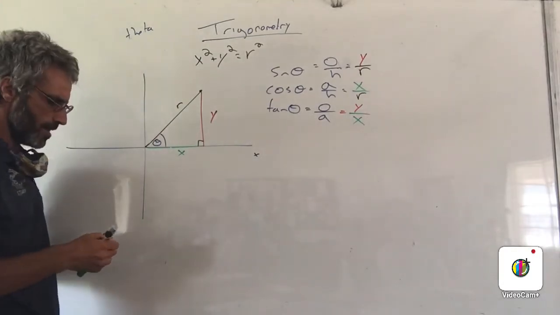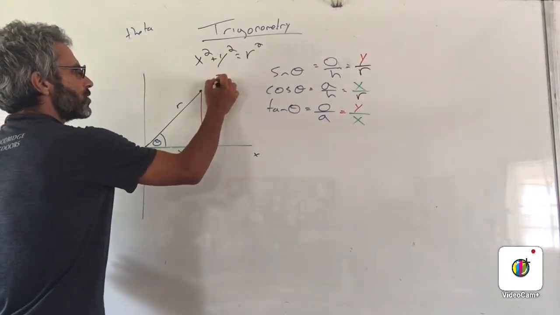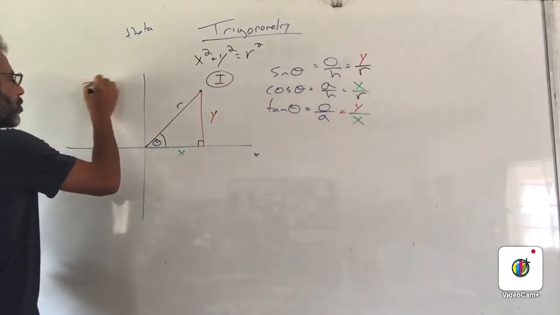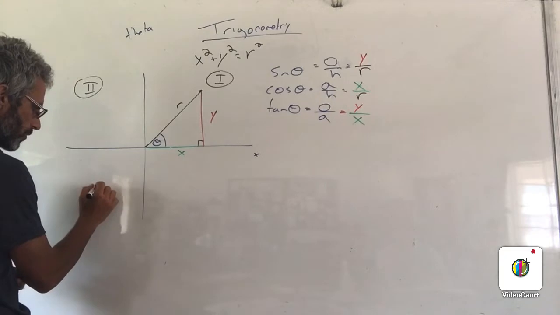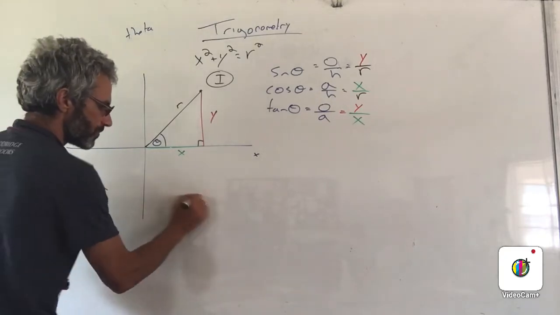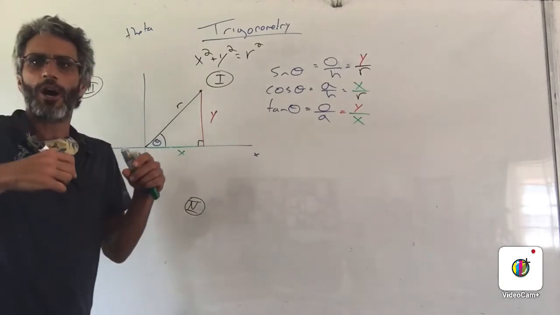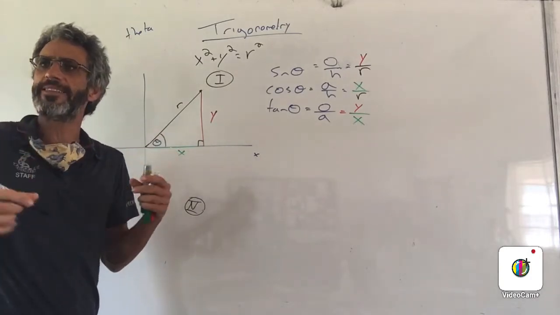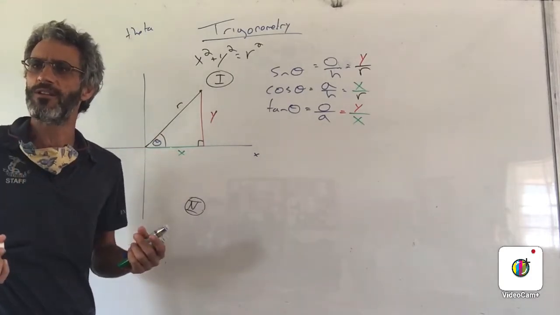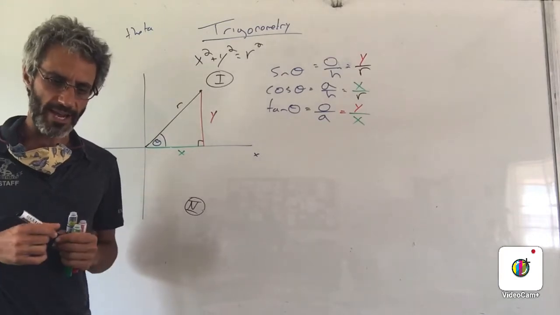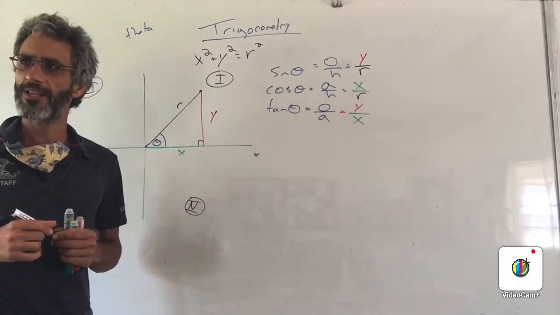Now we have to put in some quadrants. So we call this quadrant 1, this is quadrant 2, 3, and 4. What we're trying to do is find out when the sine, the cosine, and the tan are positive, and when they are negative. Do you remember that one?